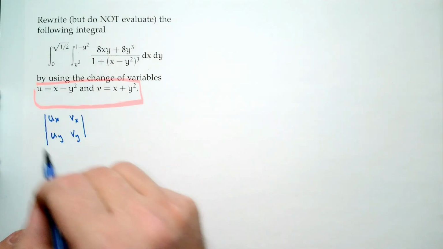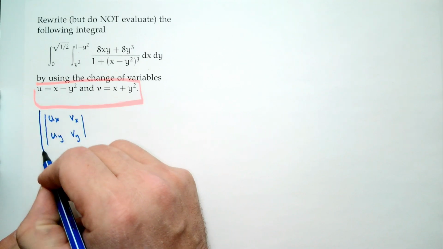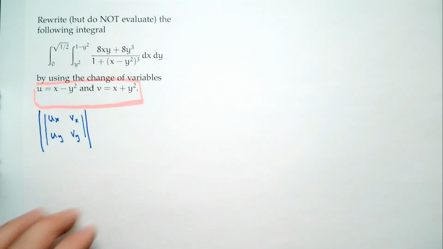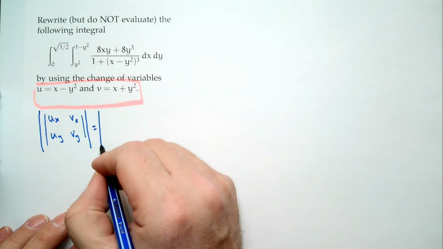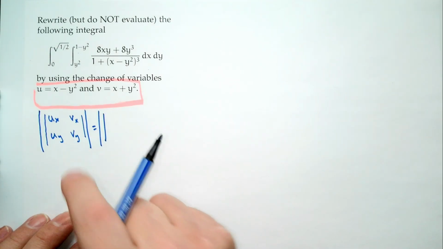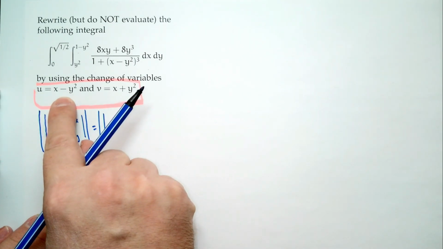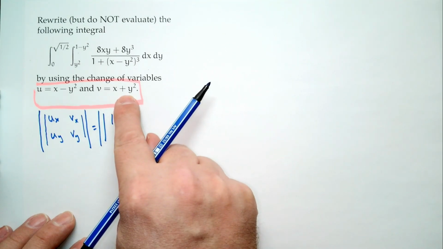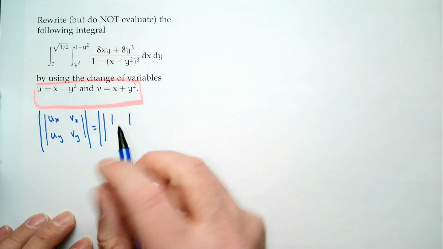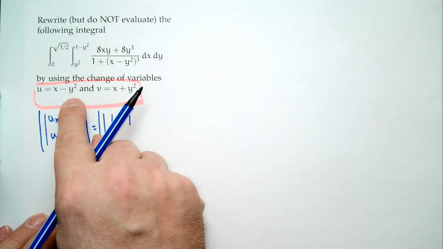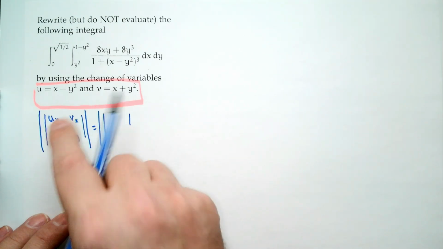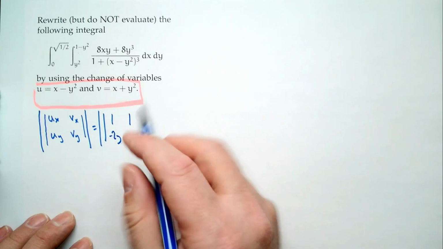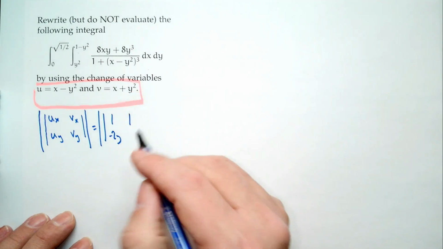We're going to take the determinant of this 2 by 2, and then if we need, we'll take the absolute value. I'm going to put that in as a reminder that whatever comes out, I'm going to take the absolute value. Okay, let's take these partial derivatives. What is u sub x? It's 1. What is v sub x? 1. What is u sub y? Negative 2y. What is v sub y? 2y.